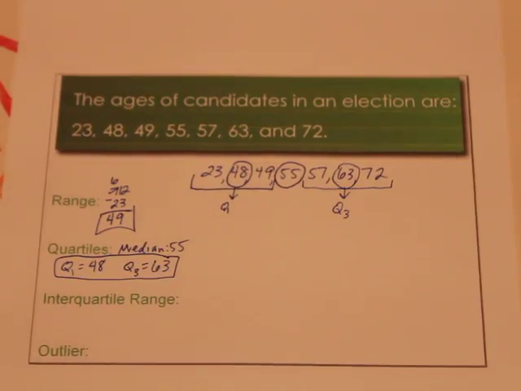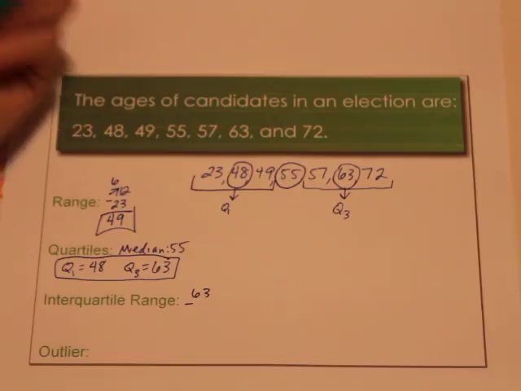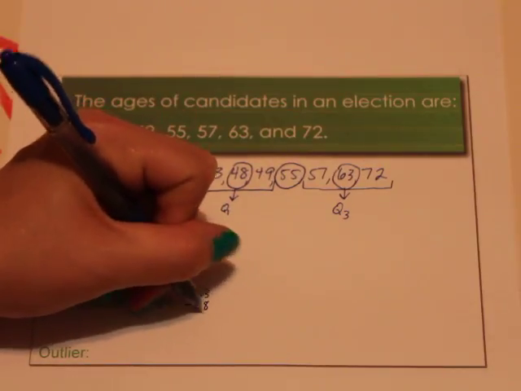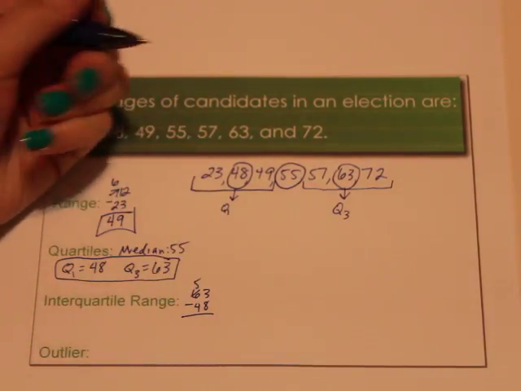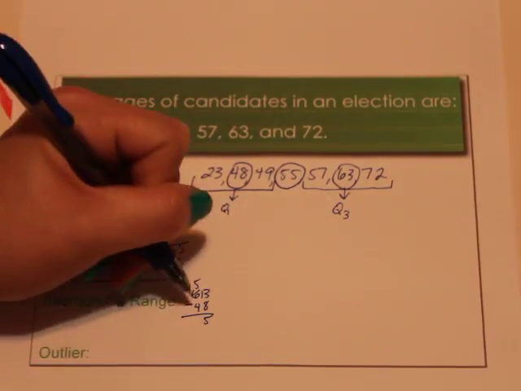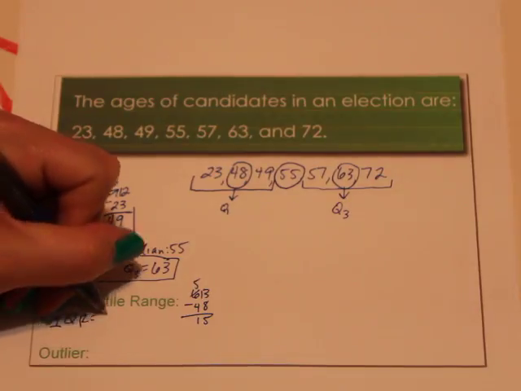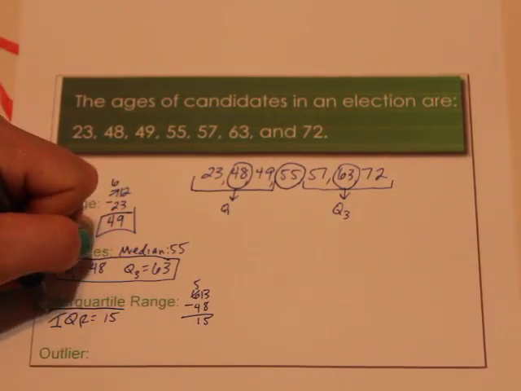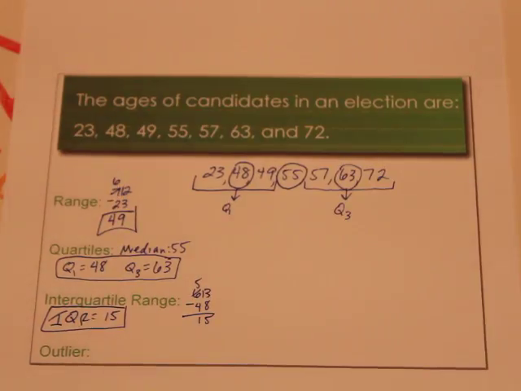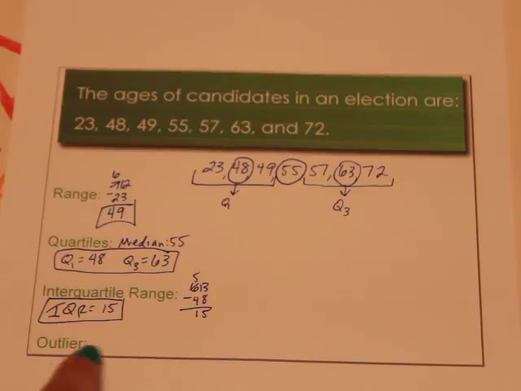Now the interquartile range. Remember, interquartile range is going to be Q3 minus Q1. So we have 63 minus 48. To borrow, 13 minus 8 is going to be 5. 5 minus 4 is going to be 1. So IQR is 15. All right. And now we're going to look at the outliers.